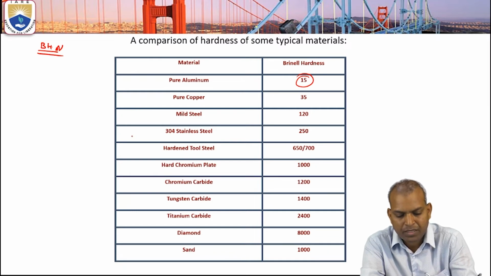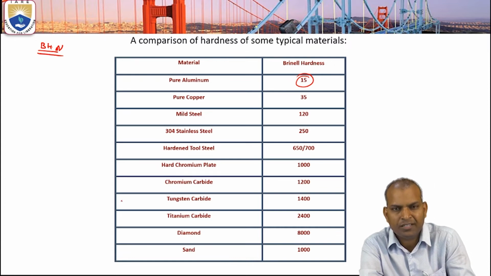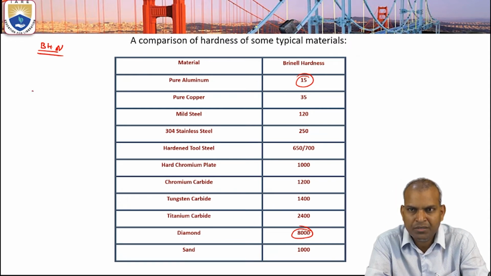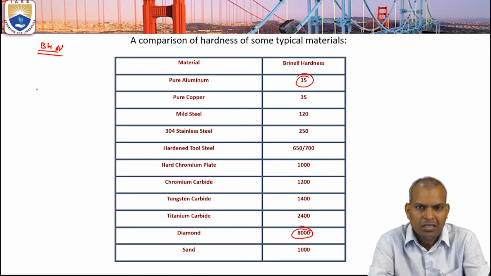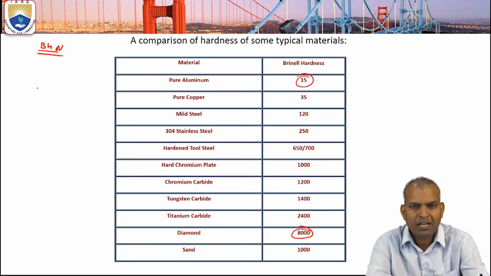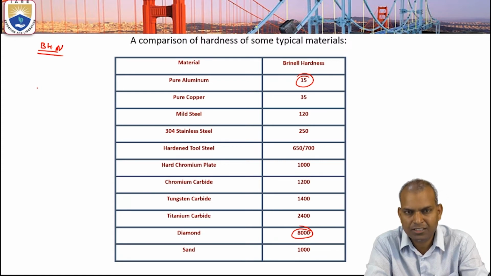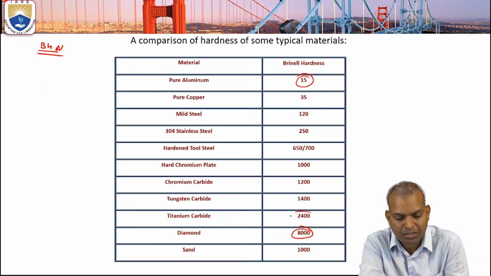The maximum Brinell hardness number we can see is for the material diamond here, 8000. And pure aluminium is the minimum, the least. So if the Brinell hardness number is more, it indicates the hardness is high for that material. If the Brinell hardness number value is low, it is less hard. If the Brinell hardness number value is high, it is a more hard material.